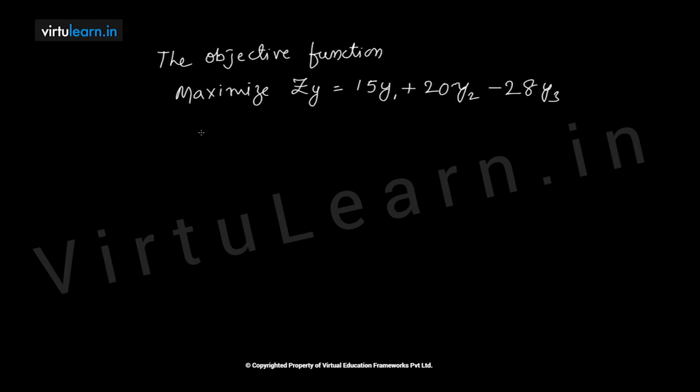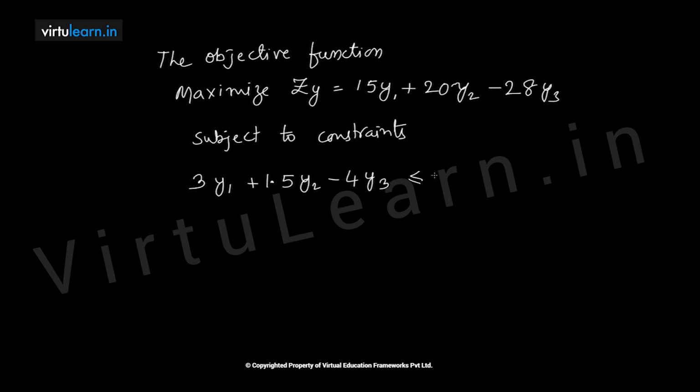Now as usual we will write subject to constraints. What are those constraints? 3y1 plus 1.5y2 minus 4y3 is equal to, we are taking them with their signs also.